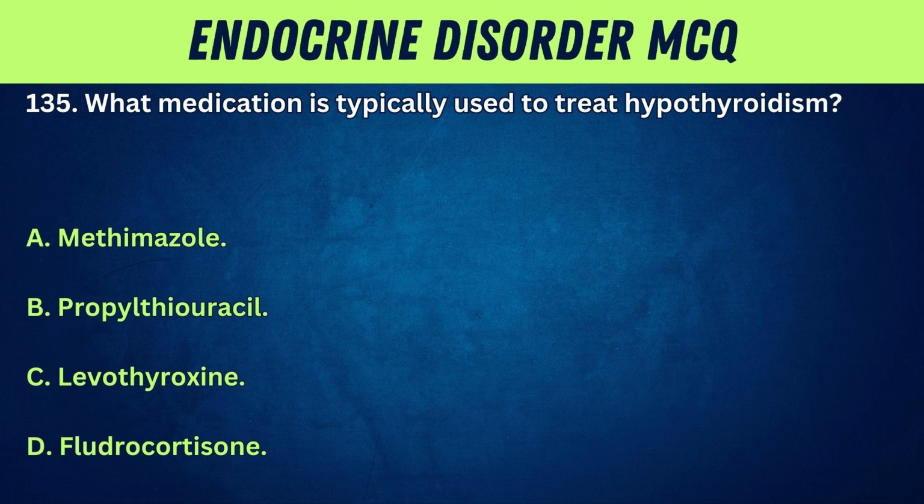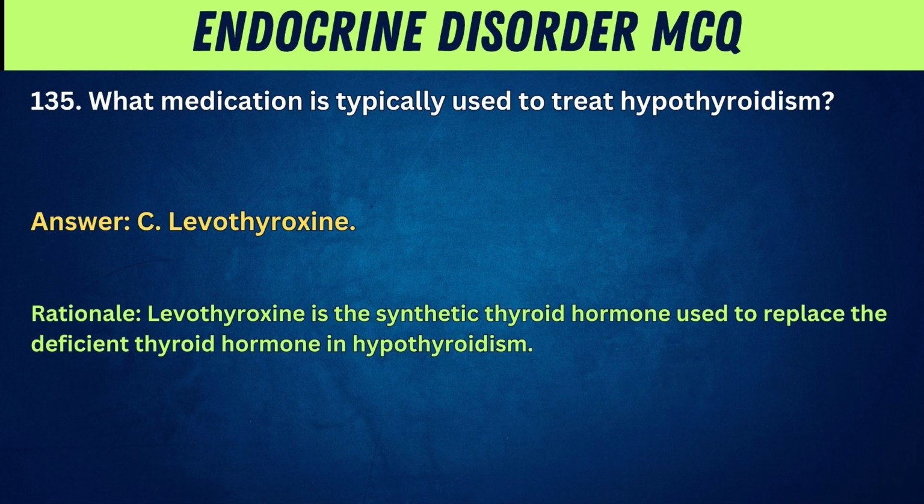135. What medication is typically used to treat hypothyroidism? A. Methimazole. B. Propylthiouracil. C. Levothyroxine. D. Fludrocortisone. Answer: C. Levothyroxine. Rationale: Levothyroxine is the synthetic thyroid hormone used to replace the deficient thyroid hormone in hypothyroidism.